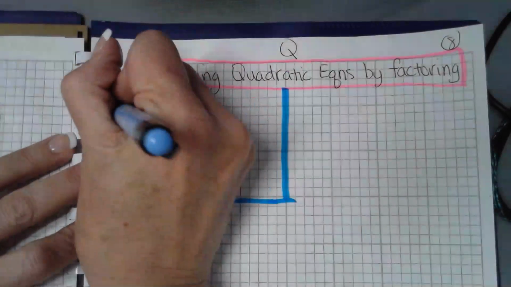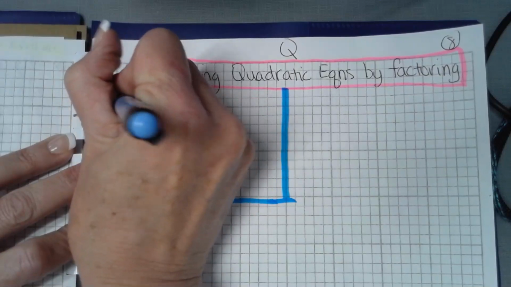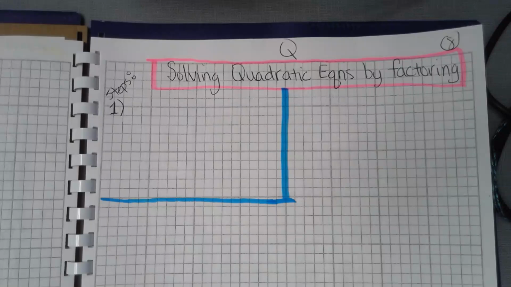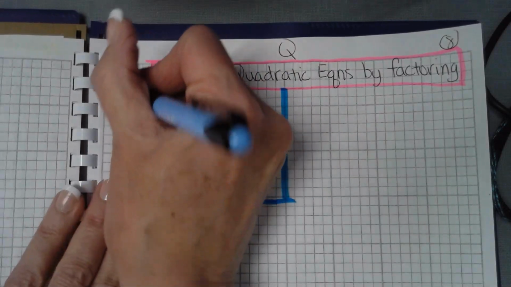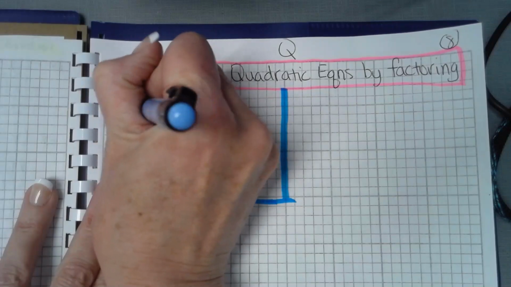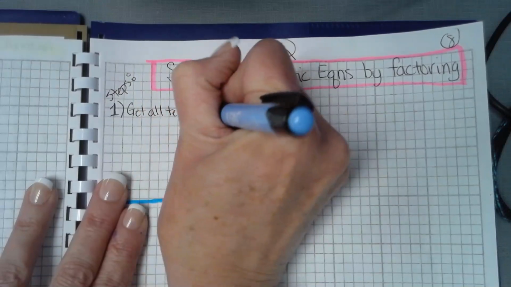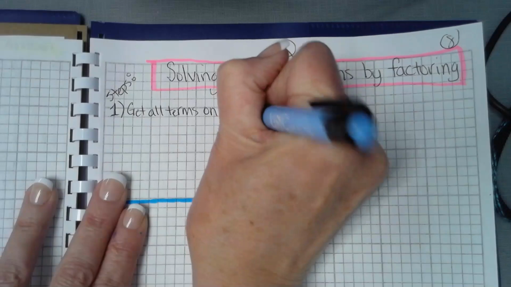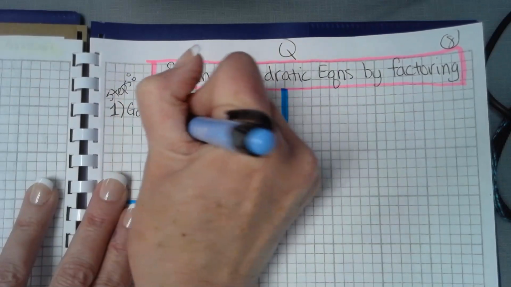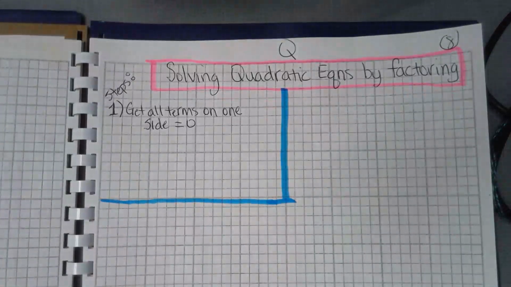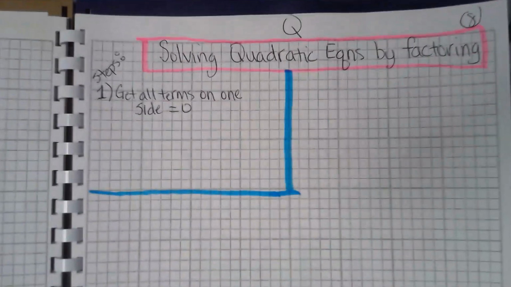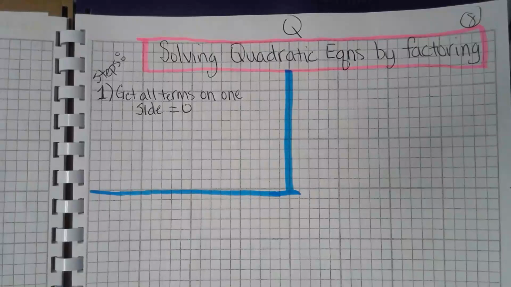So step number 1, okay, you are actually going to get all your terms on one side equal to 0. So get all terms on one side equal to 0. In other words, if they're all on one side, then the other side has to be equal to 0. And y'all, that's nothing but adding and subtracting terms to move them across an equal sign. That's all that is. And you've done that before. Okay?